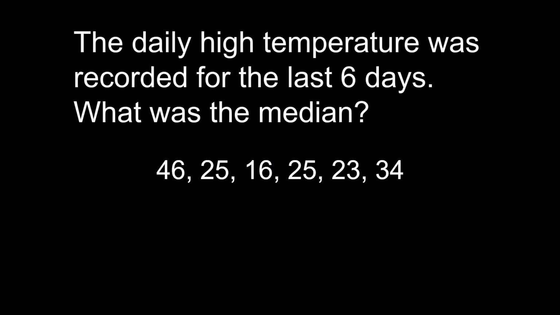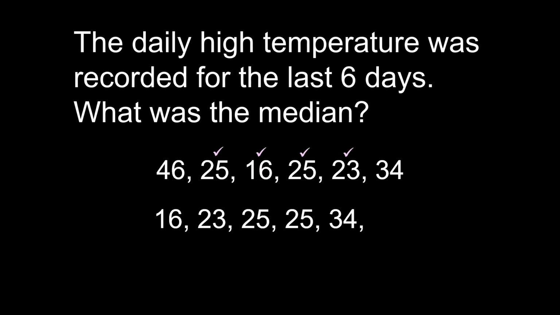The daily high temperature was recorded for the last 6 days. What was the median? So to find the median, I first have to put my data in order from least to greatest. So my least value here was 16, then 23, 25. I have two 25s, so I'll put the second one there, then 34, and 46.